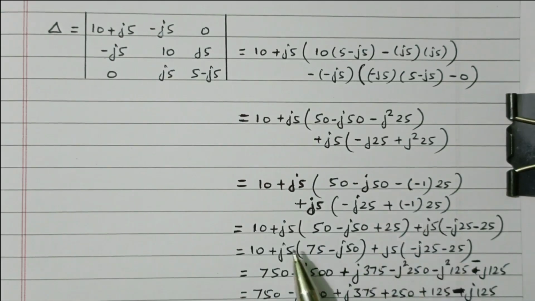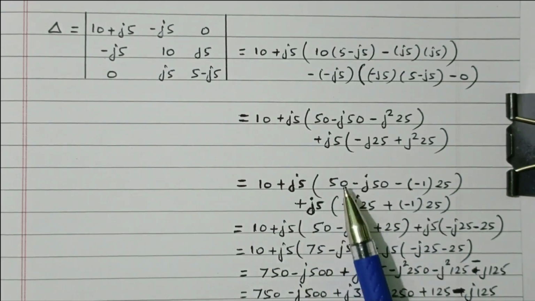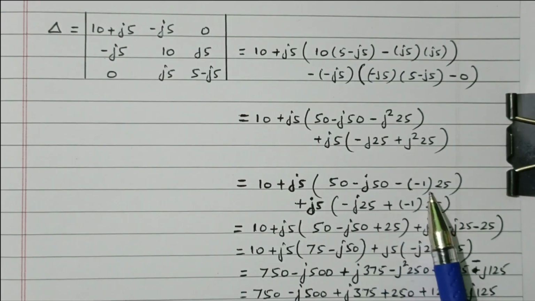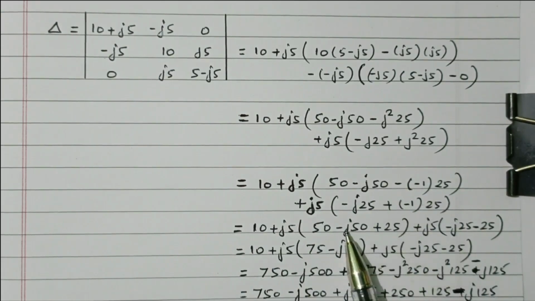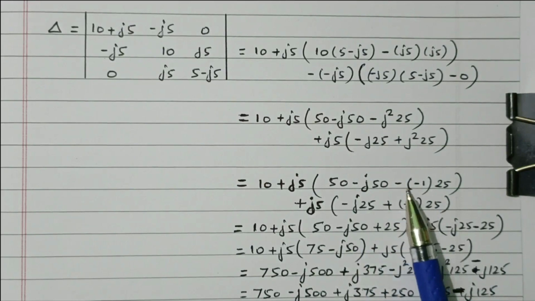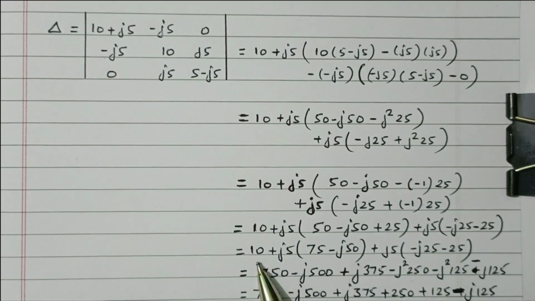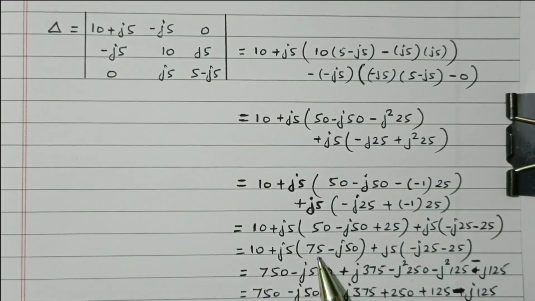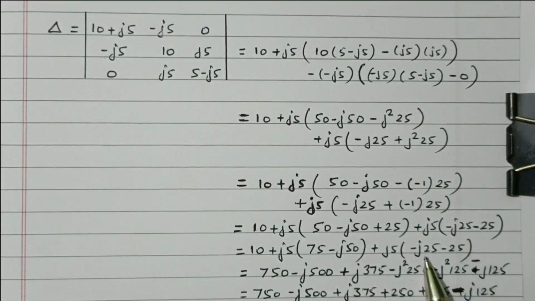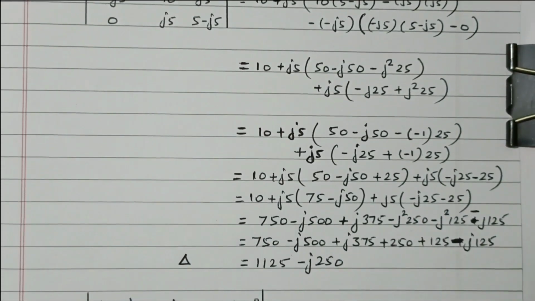Now we can go for further simplification. 10 + j5, 50. So here also one j50 plus 25. Minus is available 2 times, so it is plus 25. Plus j5 minus j25. This becomes negative now, minus 25. Now we will go for further simplification: 10 + j5 into 75, 50 plus 25 is 75, minus j50 plus j5 into minus j25 minus 25.